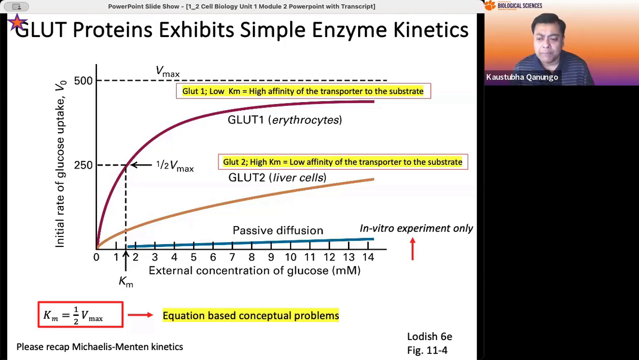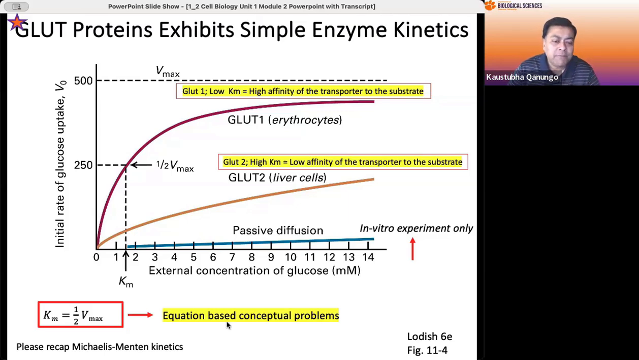This is not going to happen in your body as such. So that's why I said in vitro experiment. But this is not the main part. The main part are these two. So if you look at the GLUT1 transporter, you can see that this is the rate of glucose uptake, whereas GLUT2 in the liver cell, the rate of uptake is like this. And now you can actually calculate the Michaelis-Menten constant for each one of them.